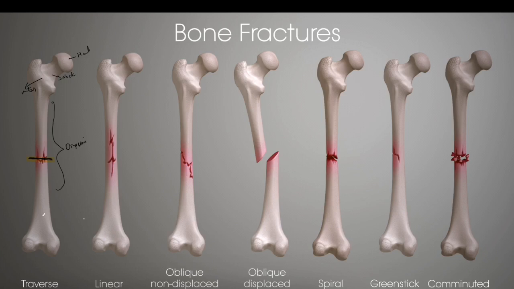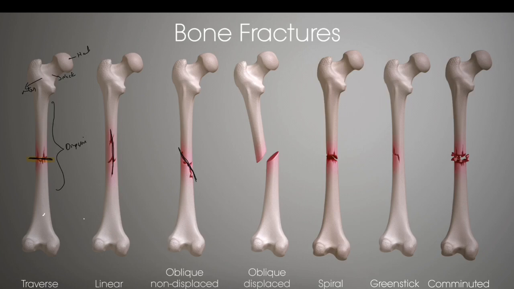In the second image you can see a line passing up like this. This line is passing longitudinally, so we call this a linear fracture. In the third one, in the shaft, the diaphysis region, we can see a line going obliquely, diagonally across the bone, and that is oblique.